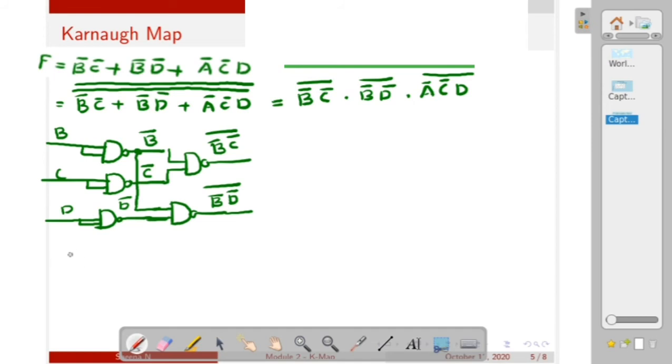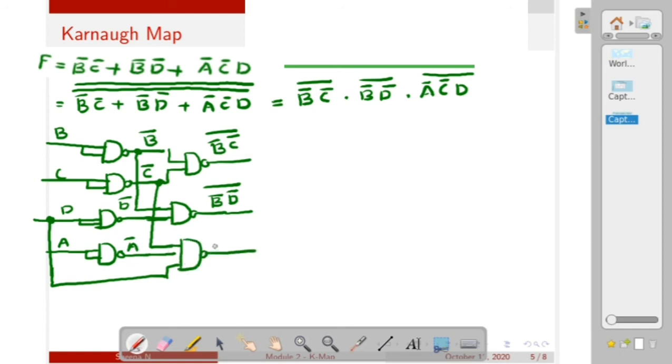Okay, next we have A input. It is given to a NAND gate. Here we get A bar. Then this C is taken from here. So here we have C bar. Then D input from here. This is given to another NAND gate. So here we get A bar C bar D.